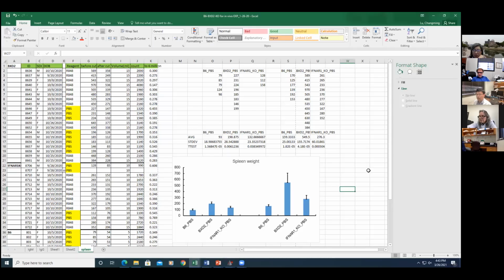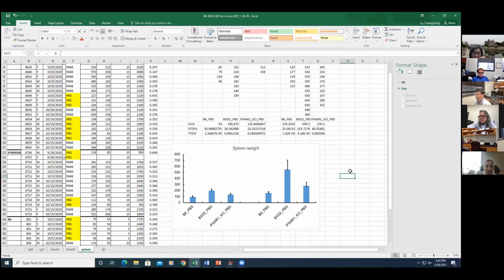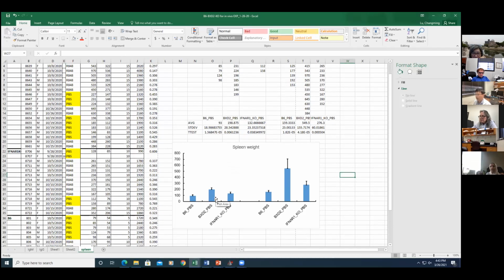And lastly, about spleen weight. Also, I counted the cell number, but I haven't finished the analysis. So can you just submit? After toll-like receptor injection, the spleen becomes bigger, especially for this BSG2.